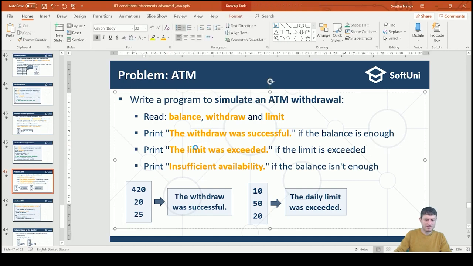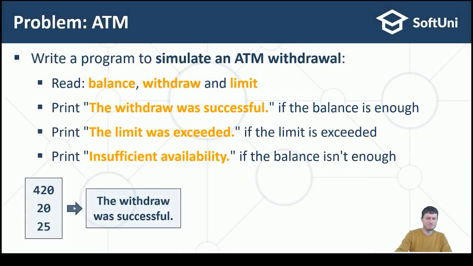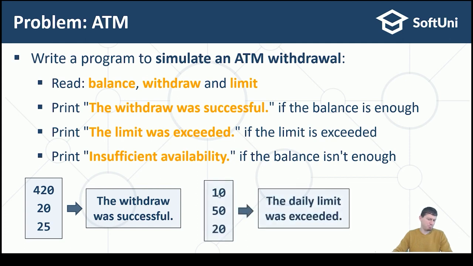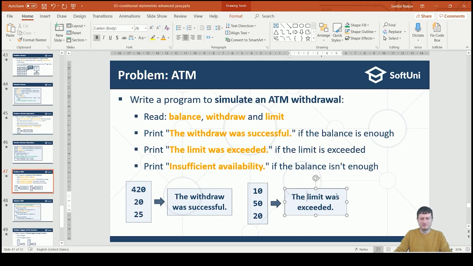This should not be daily limit, this should be just limit. But this is an example. We have 420 balance, with withdrawal trade $20, we have limit 25. The withdrawal is less than the limit, everything is successful. We have 10 balance, we have $50 requested and limit 20. So the limit is less than the requested, and also the availability is not enough.